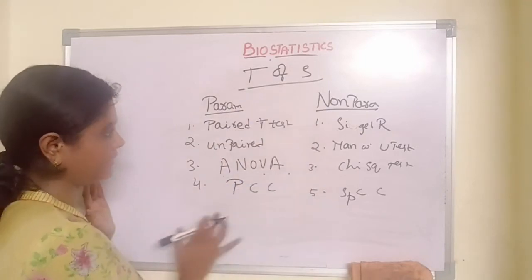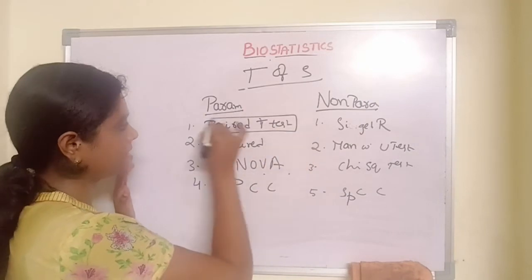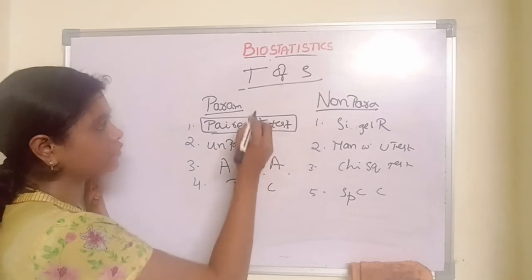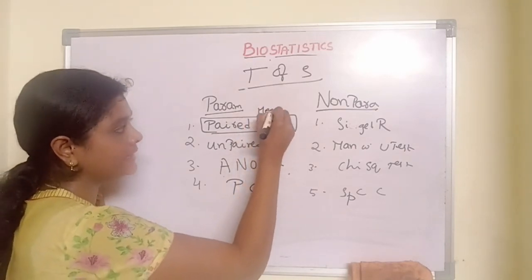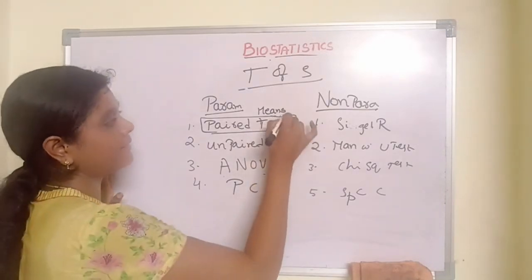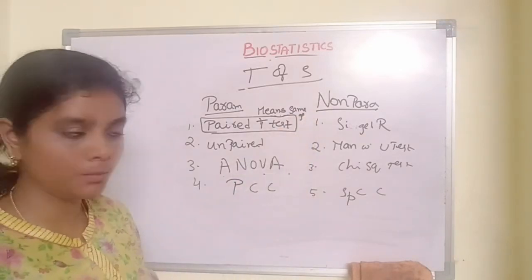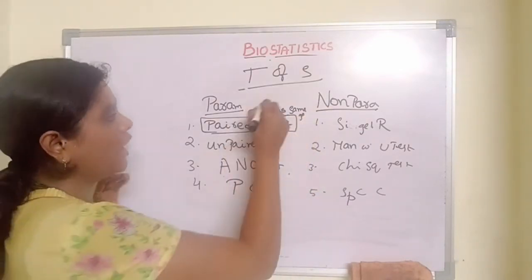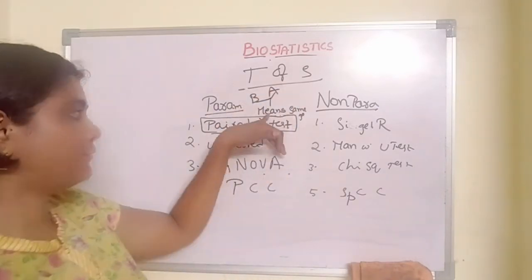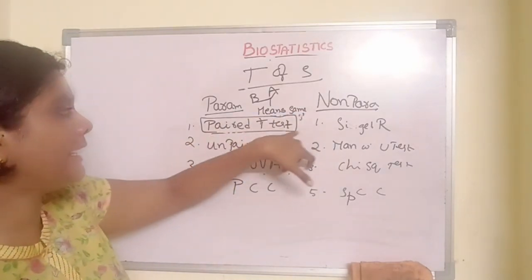In the parametric tests, we have the paired t-test. This paired t-test is done to compare the means within the same group. How do you compare the means within the same group? Before and after. Means of before and after within the same group gives the paired t-test.